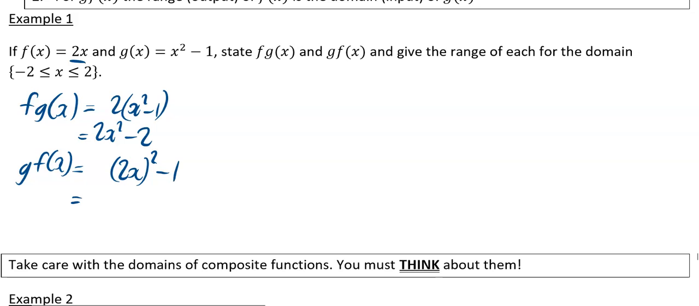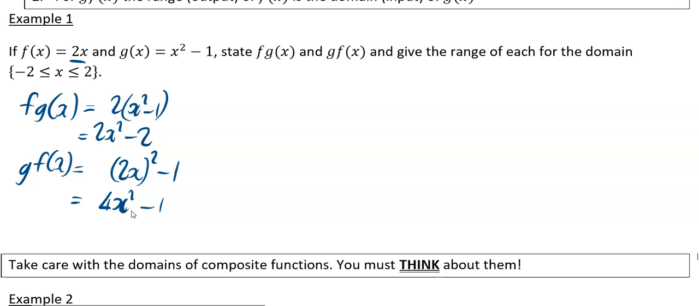A big mistake a lot of people are going to make is to write down that's just 2x squared minus 1, which is wrong. Remember, you've got to square the 2 and square the x. So you square your 2, you're going to get 4, and then square the x, you're going to get x squared, minus 1. So again, you can see one of our functions is 2x squared minus 2, the other one is 4x squared minus 1. Quite different.